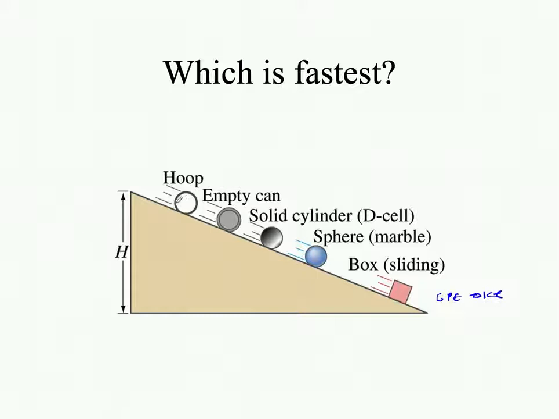The slowest is the hoop. Why? Because its rotational inertia is mr squared. The solid cylinder is 1/2 mr squared. The sphere is 2/5 mr squared. You'll see them ranking in terms of the smallest rotational inertias will have a greater fraction of kinetic energy and therefore will make it down to the bottom with a greater linear velocity. At the bottom, they all end up with the same energy, but the fraction of kinetic compared to rotational kinetic energies change.